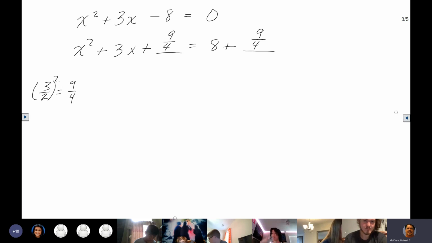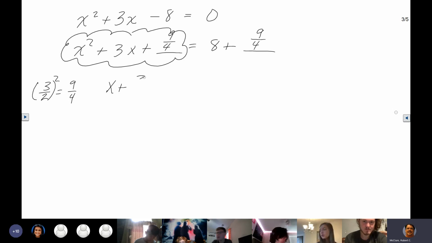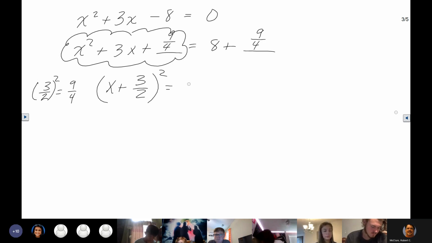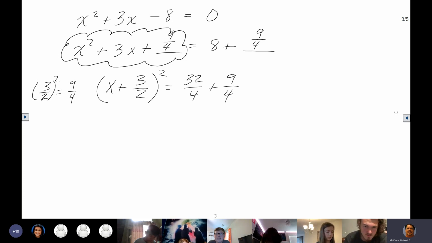So this is shortcut number 1. x plus 3/2 quantity squared is equal to what? 32/4 plus 9/4. Now, if you're questioning what I just did, then you're one of those people that either didn't listen or wasn't taught. What do you got to have to add or subtract fractions? Common denominator. So I just changed 8/1 into 32/4. You're fixing to go into trig and calculus. You should know how to do that.